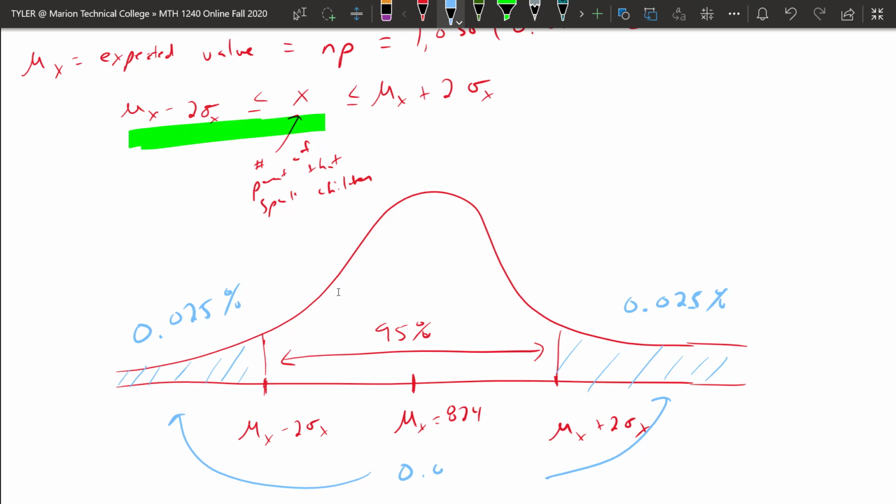Right, because there's 0.05 total, right? So 1 minus 95% is 5%, right? Or actually, I shouldn't use the percent symbols, because I wrote that as a decimal. Those are different, right? 0.05 is 5%. 0.025 is 2.5%, right? So what I should have done is said this is equal to 2.5%. This is equal to 2.5%. And this is equal to 5%, right?